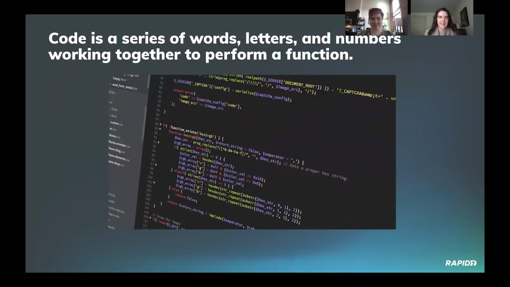What is code? Code is a series of words, letters, and numbers working together to perform a function. Computer scientists may write what looks like modified English, as you can see in this image, but that is simply so us humans can understand what we're doing. Computers, on the other hand, are very stupid and don't understand letters from words, let alone what either of those mean. But computers do understand numbers and math. So instead, we assign letters to numbers so that we can translate our words to the computer.